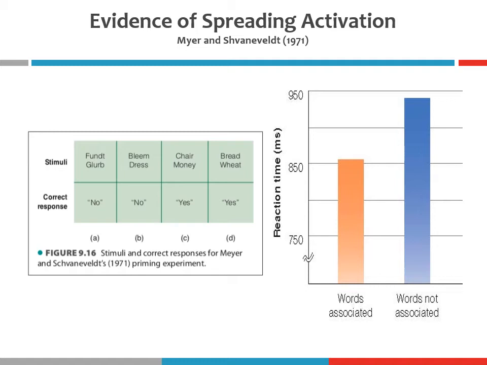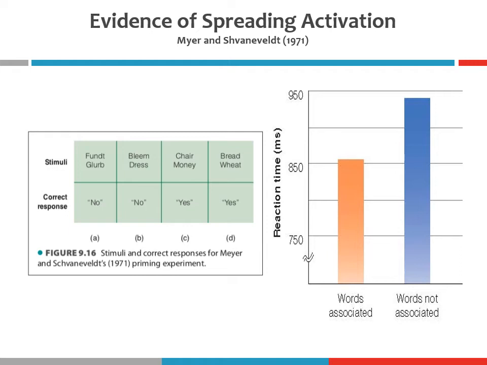So for example, chair would be listed under the furniture node, whereas money would be under an entirely different node, right? So the idea is that if spreading activation is true, if that theory is correct, then activating the bread node should also activate related nodes, such as different types of bread, so white and wheat, for example, whereas we wouldn't expect the activation to spread from totally disparate words like chair and money, right?